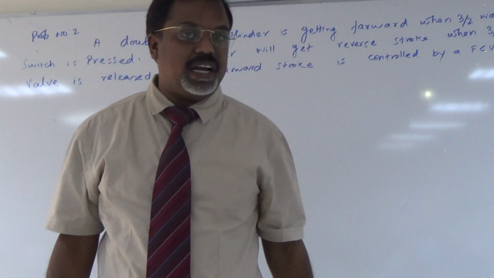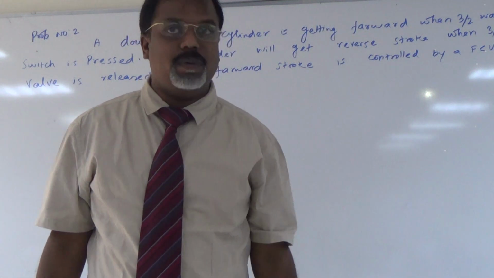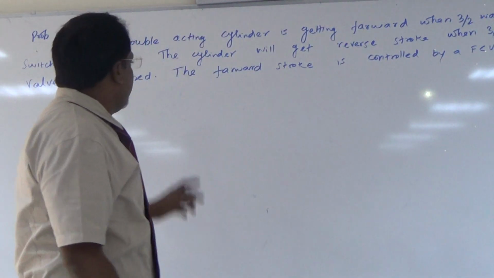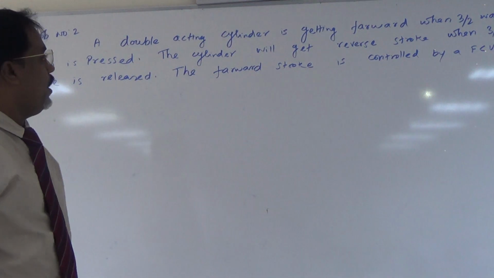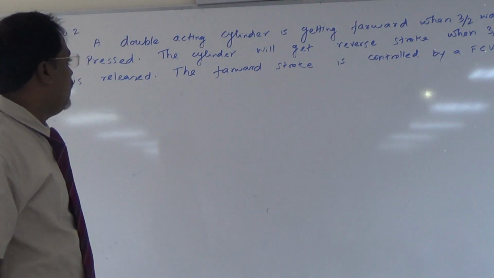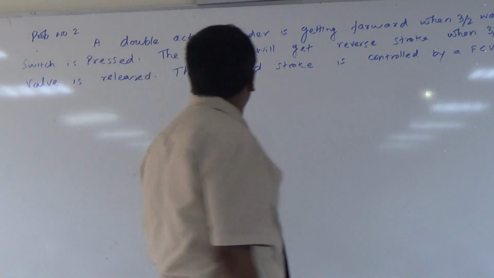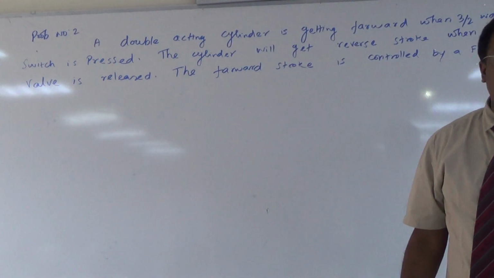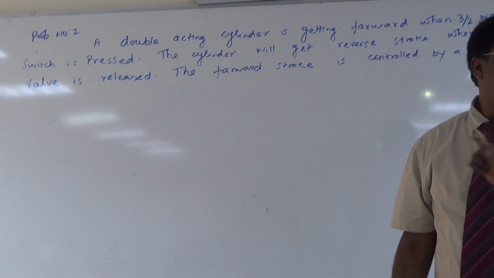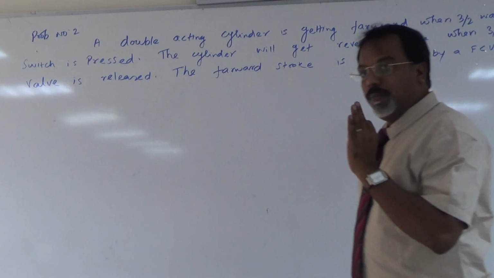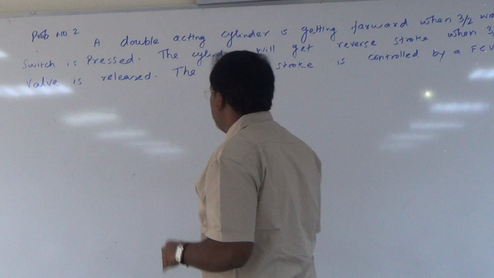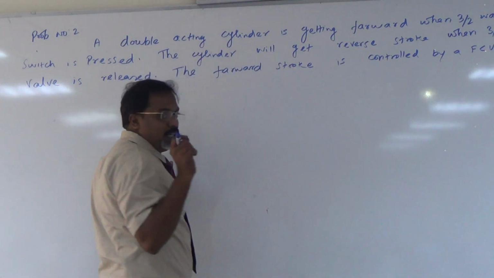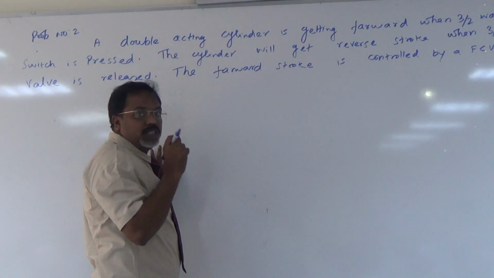Problem number 1 is a single acting cylinder and problem number 2 is a double acting cylinder. The double acting cylinder is getting forward stroke when the 3 by 2 way normally closed switch is pressed. The cylinder will get reverse stroke when the 3 by 2 valve is released. The forward stroke is controlled by a flow control valve. So the same type of question, here with a double acting cylinder. Before that you have to think, what are the components required to solve this problem?